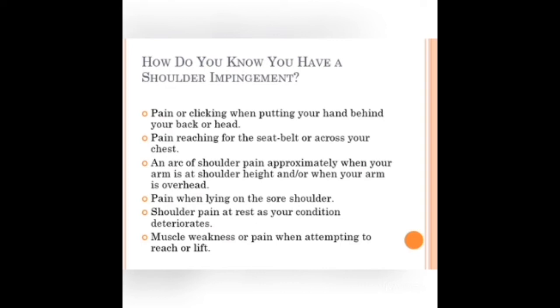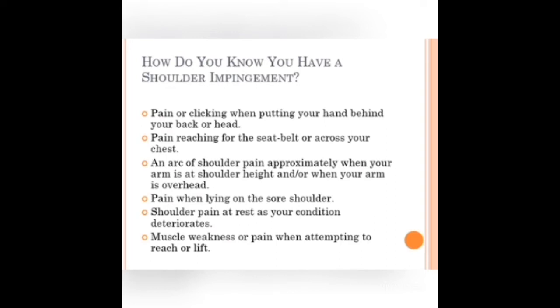Pain when lying on the shoulder, shoulder pain at rest as your condition deteriorates, muscle weakness or pain when attempting to reach or lift. So you can't do any overhead activities here. You can't even take your hand back, especially during showers. You can't even rub or brush your back. It will be very hard, and you can't reach a seat belt or anything overhead.